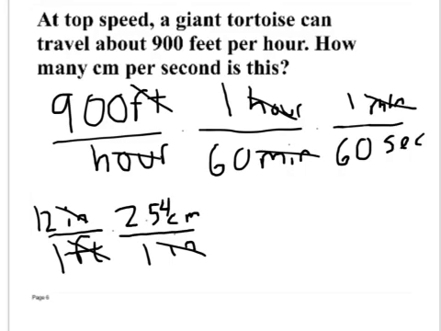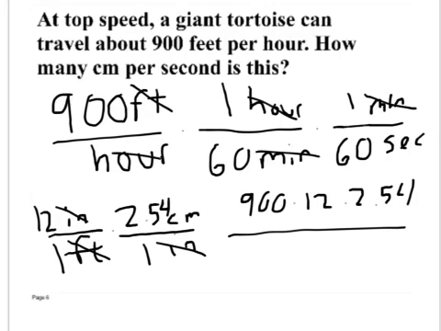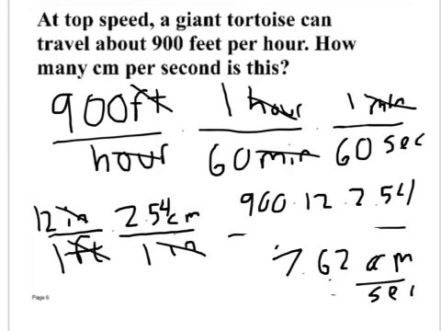So now I write down everything that's been done. I have 900 times 12 times 2.54 over 60 times 60. The easiest thing to do is take 900 times 12 times 2.54, divide by 60, divide by 60. Or do 900 times 12 times 2.54 divided by 3,600, because that's the same thing. Once you do that, you find out that the tortoise travels at 7.62 centimeters per second.